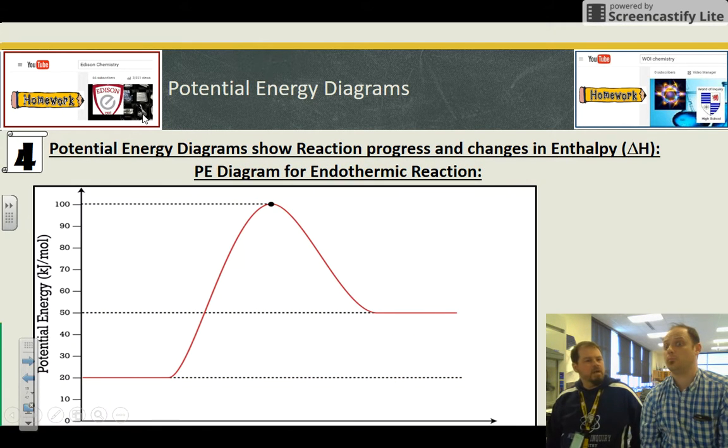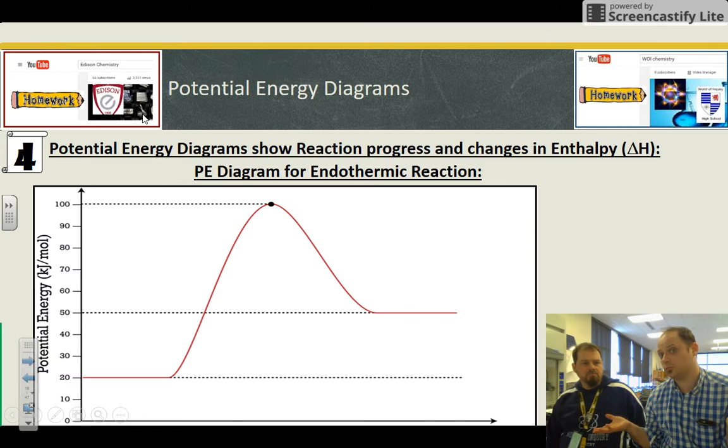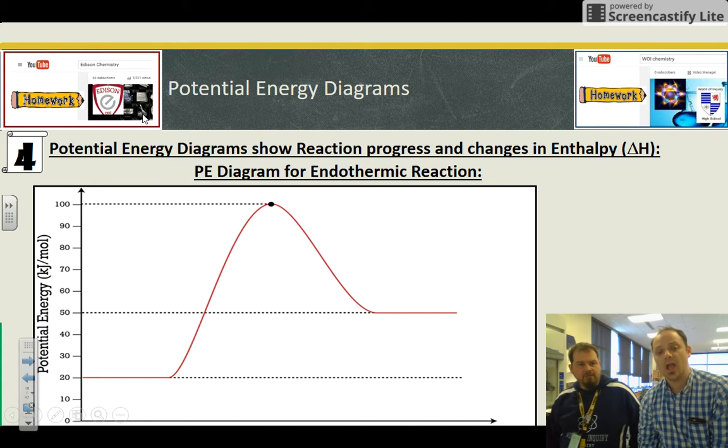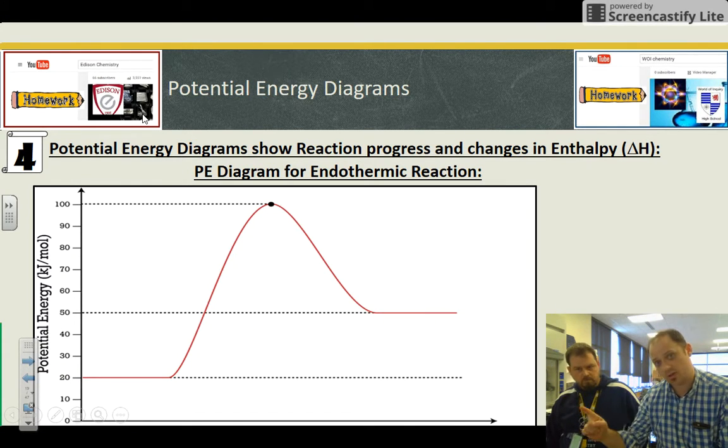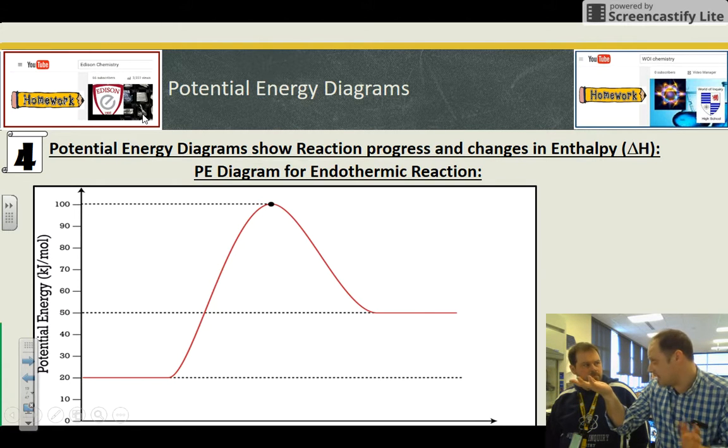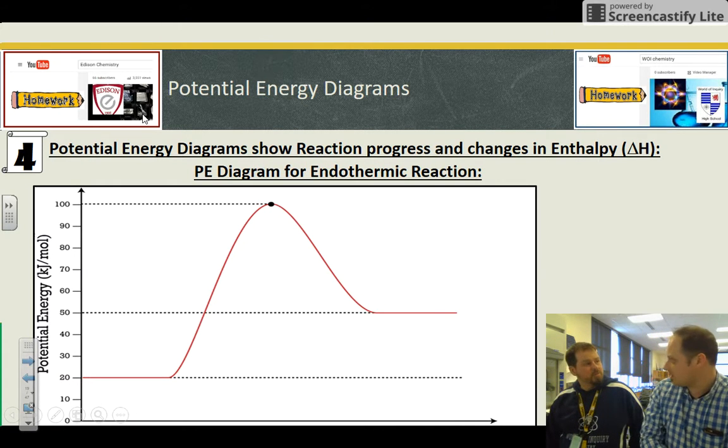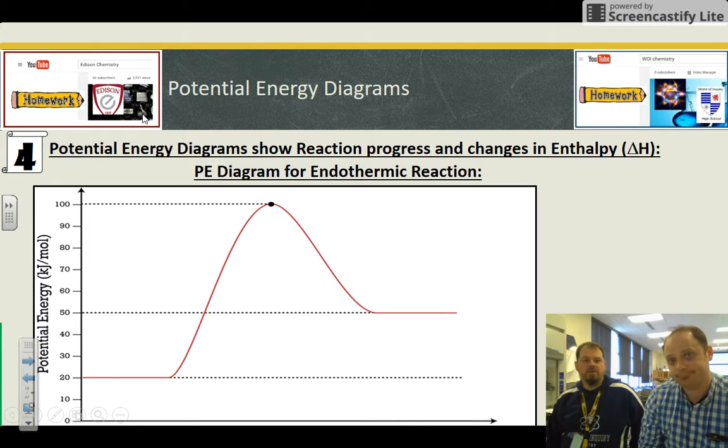Endothermic. Pause it and draw. It's the opposite of exothermic. The energy of the product side is higher than that of the reactant side. So it must have absorbed some energy. Internalized it, if you will.